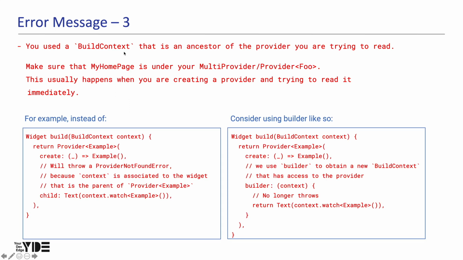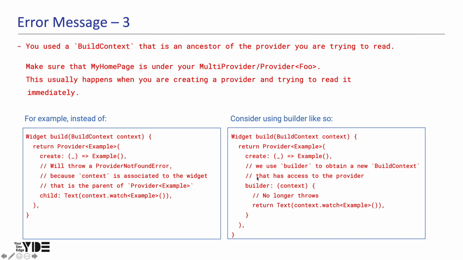The third scenario says you use the build context that is an ancestor of the provider you are trying to read. Then, instead of using it like the one on the left, it says to use the Builder like the one on the right. The left side has exactly the same structure as our current app. And on the right side, it says we use Builder to obtain a new build context that has access to the provider. If you use a Builder, you can get the correct context because Builder makes it as if there was one widget between the Text widget and the Provider widget.